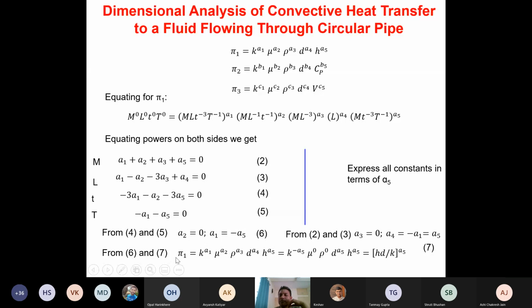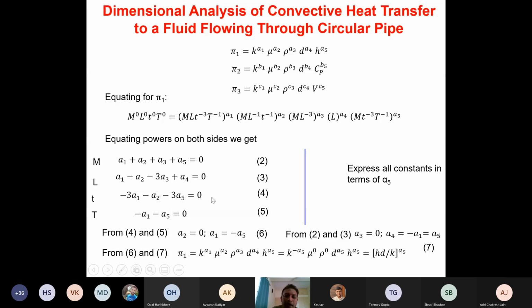Similarly, from equations 2 and 3, we can obtain A3 equals 0. If you put this A2 and A1 in this, we can obtain A3 equals 0 and A4 equals minus A1. So that becomes A5. This we can obtain just by rearranging equations 2, 3, 4, 5. All these A1, A2, A3 and A4 we can obtain in terms of A5. So here A2 is 0, A1 is minus A5, A3 is 0 and A4 is A5.